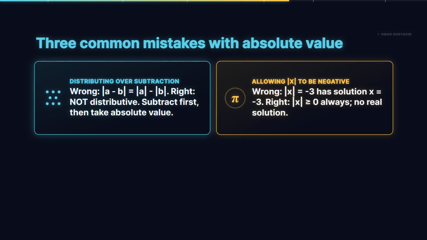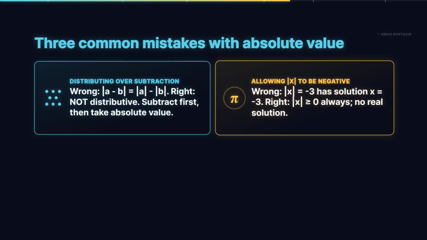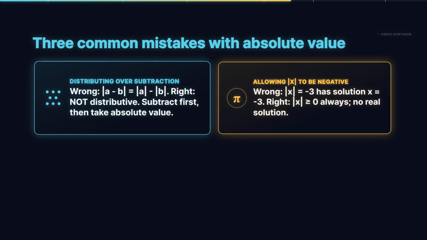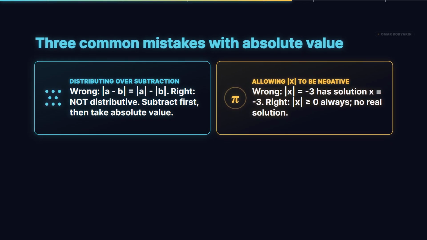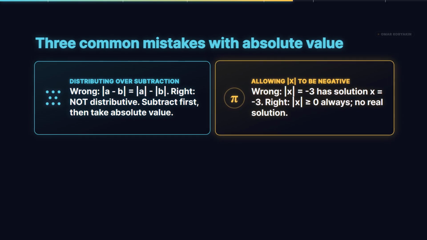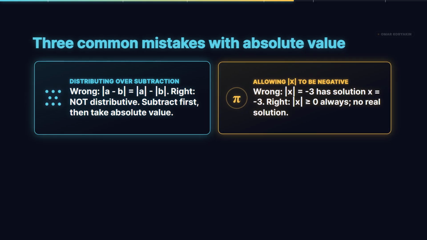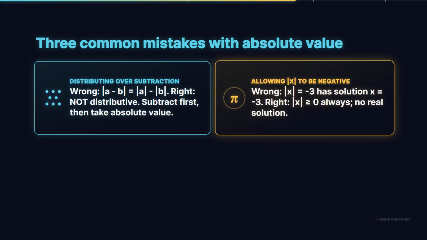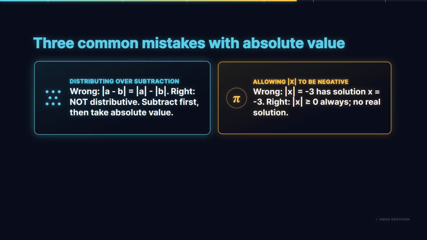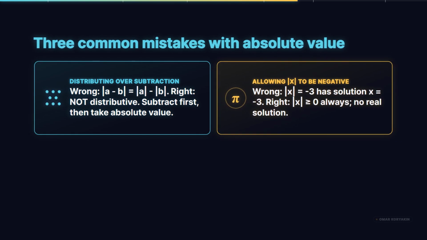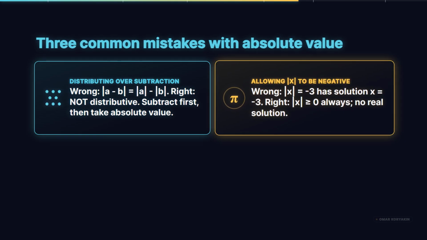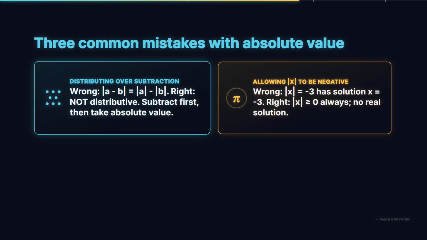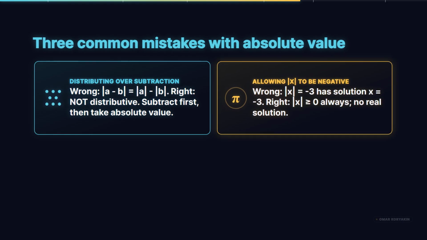Second mistake. A student is given the equation absolute value of x equals minus 3 and writes x equals minus 3 as the answer. That is wrong because absolute value can never be negative. The bars always produce a non-negative result, so an equation like absolute value of x equals a negative number has no real solution at all. The student should write no real solution as the answer and move on.